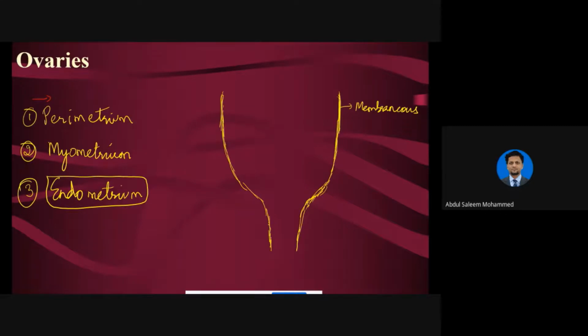And then comes the myometrium. The myometrium is the middle layer, just lying below the perimetrium, and this layer is very thick. So I will use a red coloration over here, indicating that this layer is highly muscular. That's why it is known as myometrium. See the word there, myo, it refers to muscles.